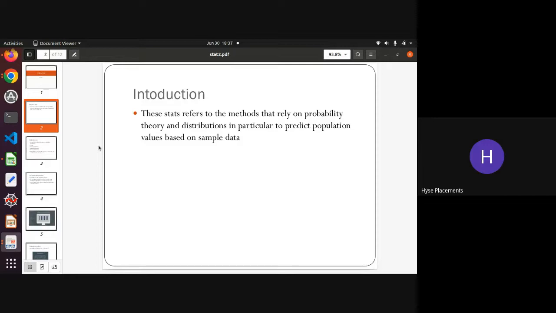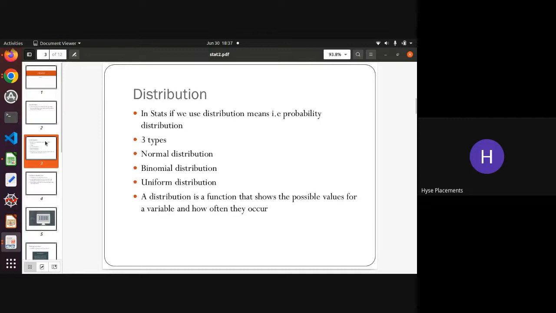But here, we use probability theory and distributions as well. Now, after the mean, that's a simple thing. Now we are slowly moving into probability theory and distributions, in particular, if we want to predict population values based on sample data, we are moving further now. We'll first start with distributions actually. So in stats, we use distributions, meaning there is probability distribution. Whenever you come across distribution, you'll understand that it's a probability distribution.